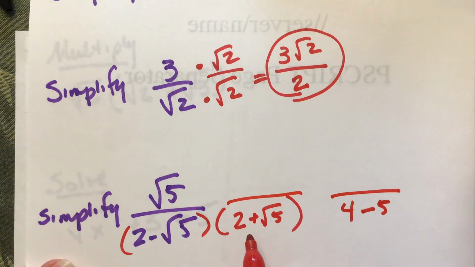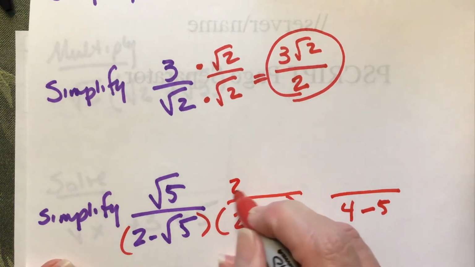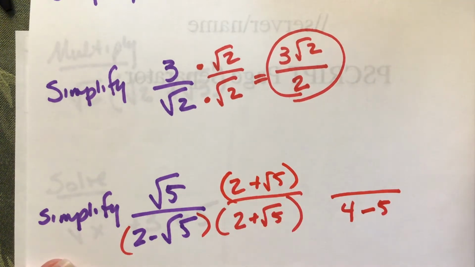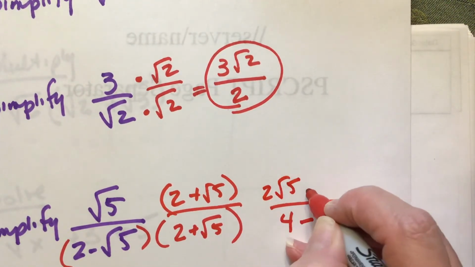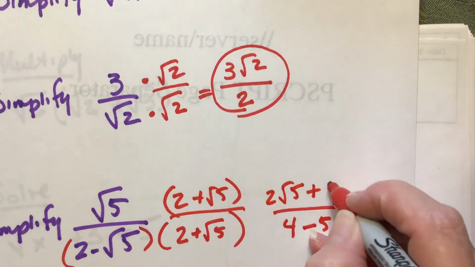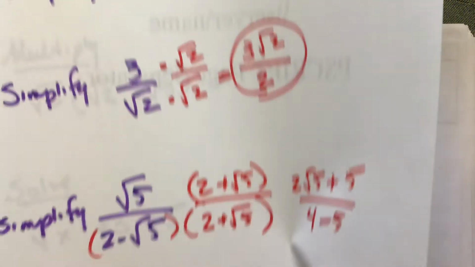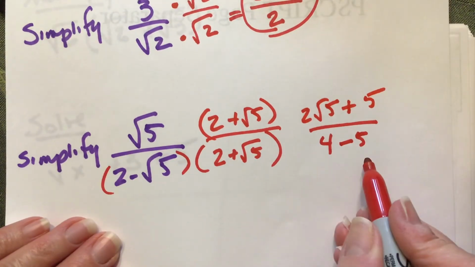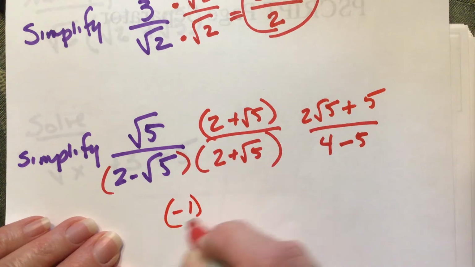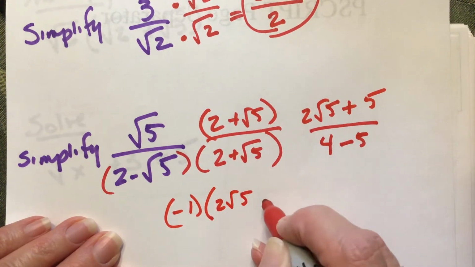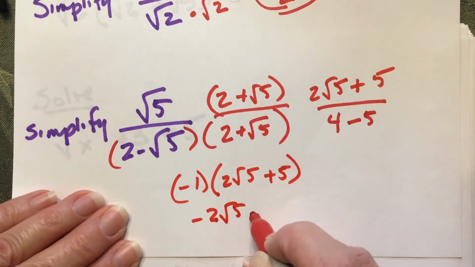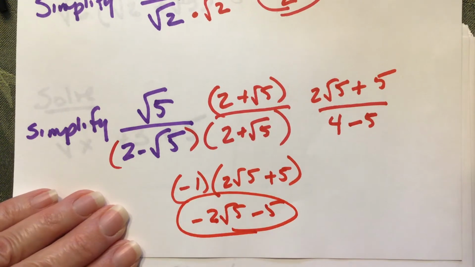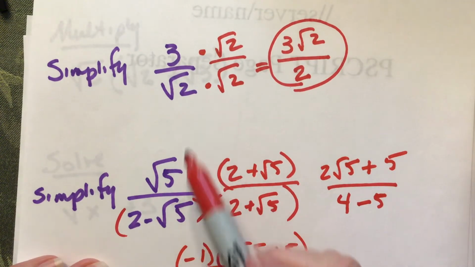Now in order to let me do that, I have to multiply this by 1, so it has to be the exact same thing on the numerator and the denominator. So now I'm going to multiply square root of 5 times 2 plus the square root of 5, and I get 2 radical 5, and radical 5 times radical 5 is plain old 5, and that's over 4 minus 5. So let's reduce that. 4 minus 5 is negative 1. So I have negative 1 times 2 radical 5 plus 5, and I can just rewrite that as negative 2 radical 5 minus 5. Okay? So in both cases, I do not want to have any radical sign in the denominator.